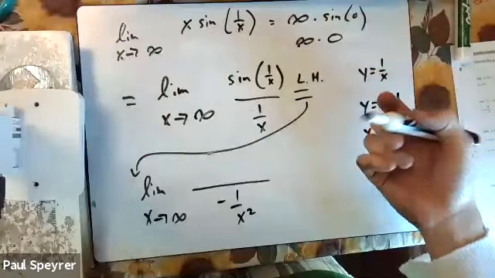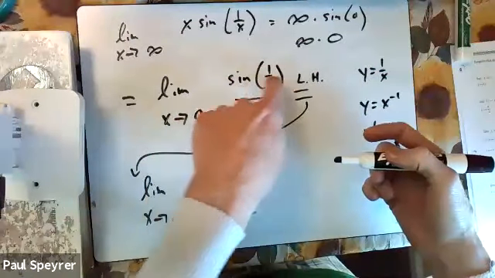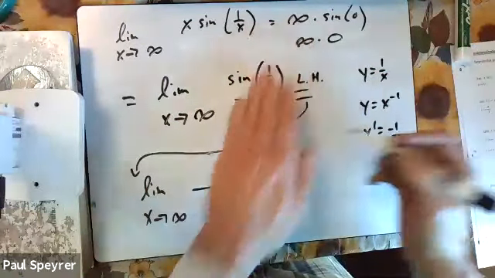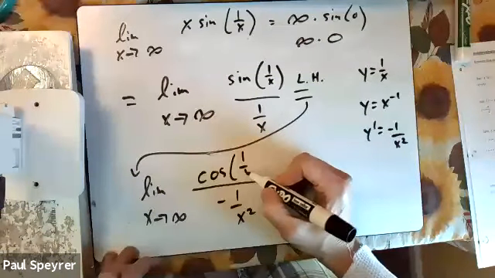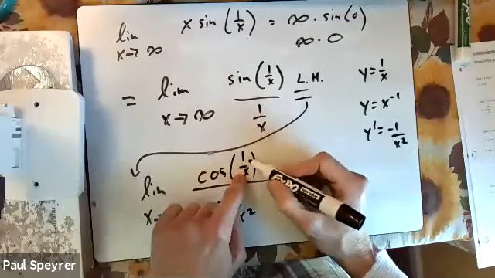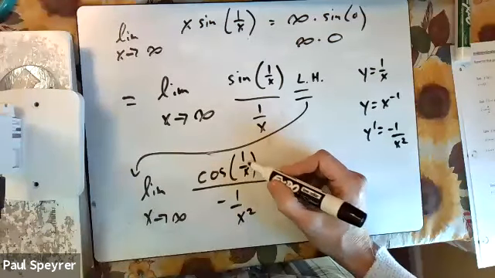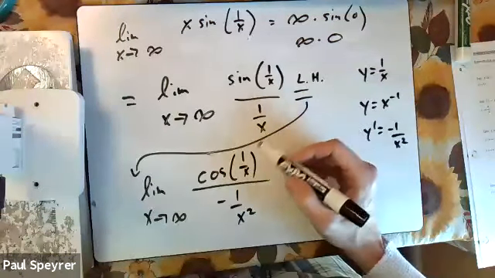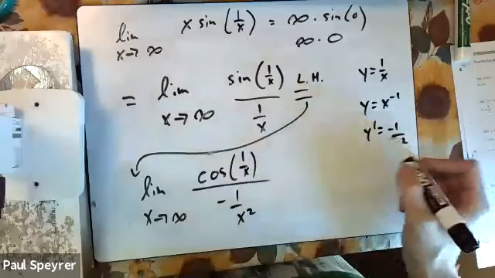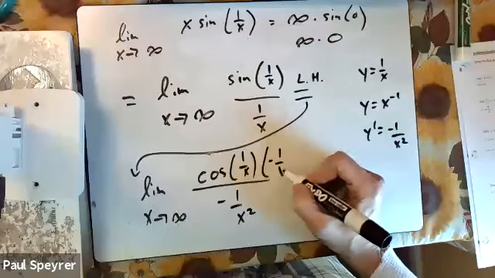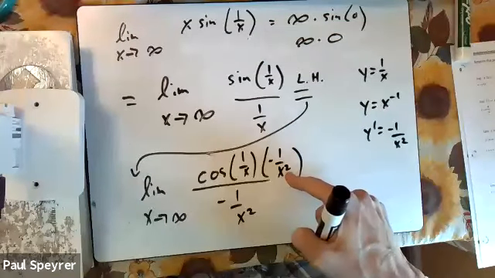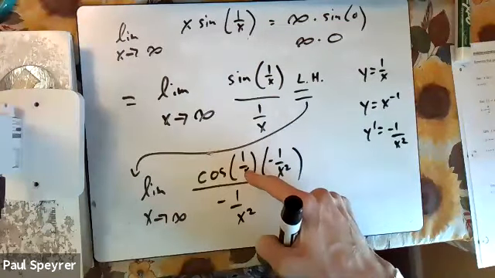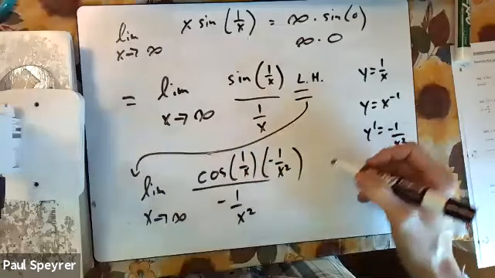What happens? You have to chain it. Derivative of sine of 1 over x. Well, the derivative of sine is cosine. So we have cosine of 1 over x, and then times the derivative of the inside. What's the derivative of the inside? We just did it, right? It's 1 over x. What's the derivative of 1 over x? It's negative 1 over x squared. That comes from the chain rule, right? Where is this coming from again? From deriving the inside of the trig function because of the chain rule.